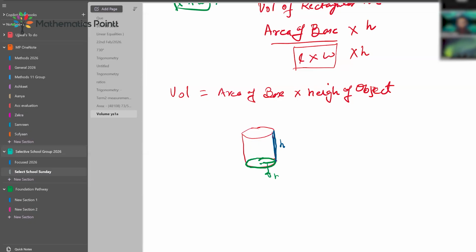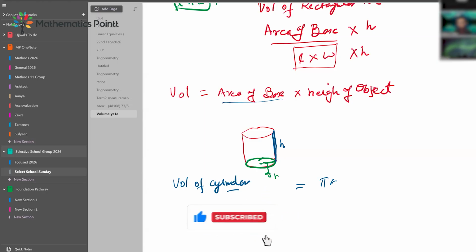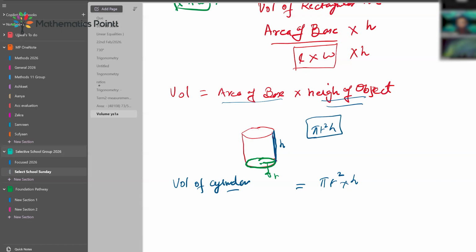So if I were to find the volume of this cylinder, I will apply the same technique. Area of the base. The base is the circle. What is the area of a circle? Pi r square times its height, h. So we all know, if you don't know, the volume of a cylinder is pi r square h. But I'm explaining to you why it is pi r square h.